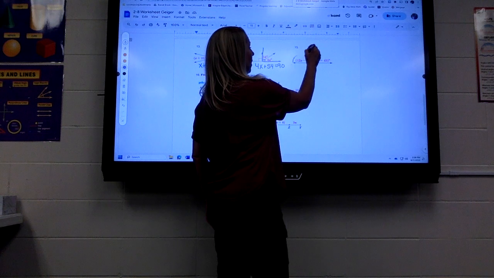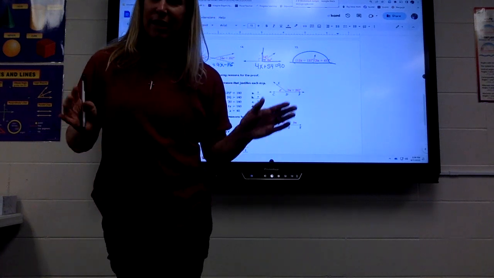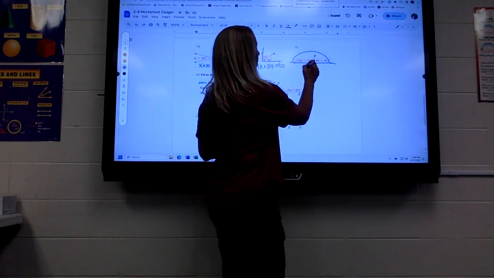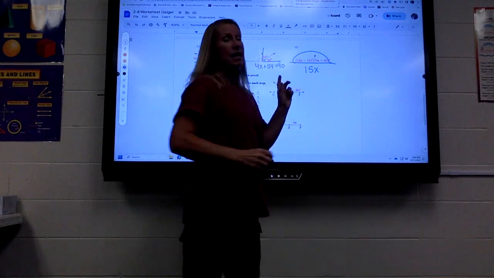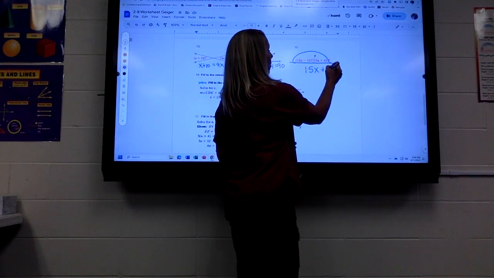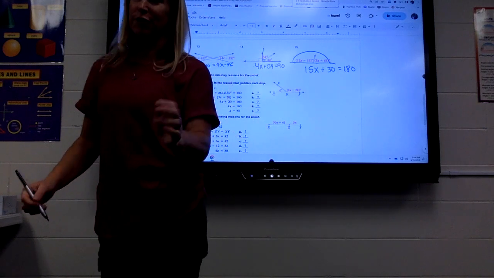And then these are a linear pair, so they add to 180. So combine like terms. 12x and 3x would be 15x. Negative 15 and positive 45 would be positive 30 equals 180. And then you have to solve.